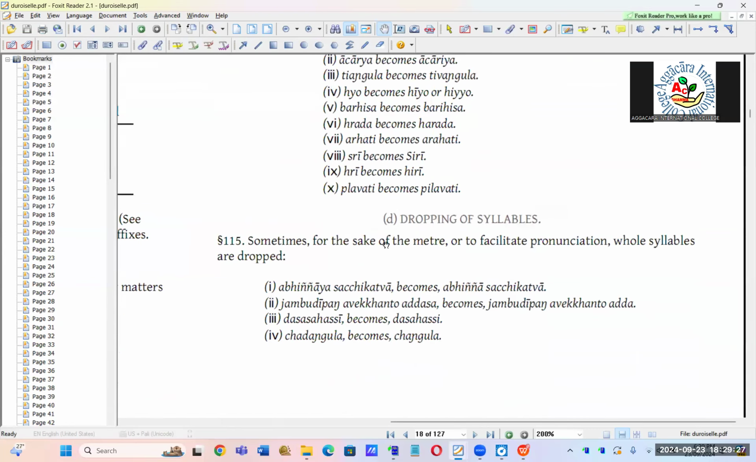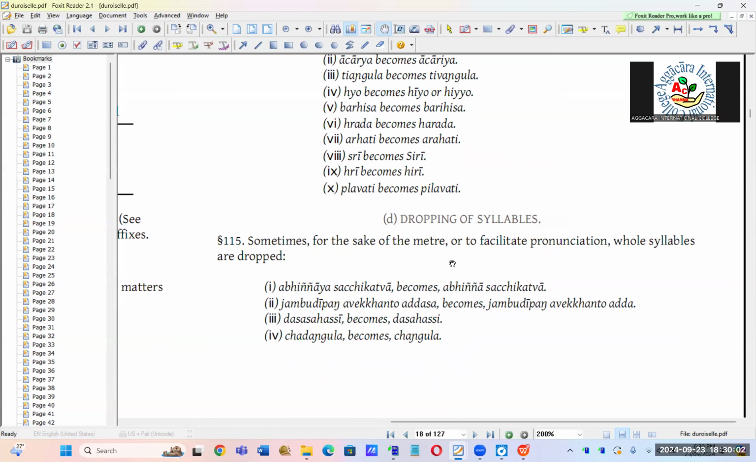Sometimes for metre in a poem or for pronunciation, even a whole syllable can be dropped. The abinyaya sachikatua, you just drop the YA. Okay. And then dasa sahasi. Dasa is 10. Sahasi should be 1,000. So dasa hasi. Sahasi. Yeah.